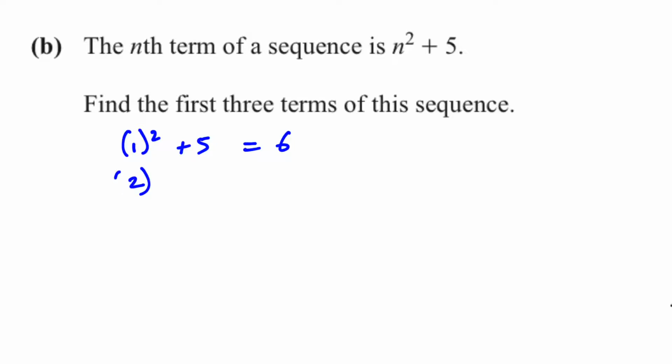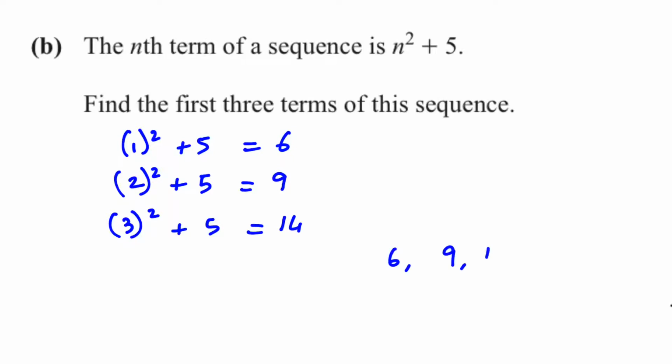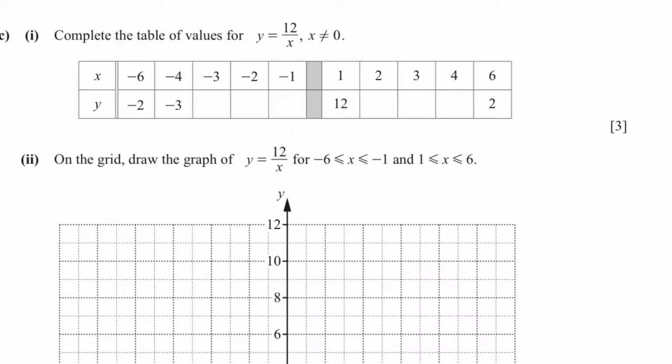And then we replace the n with 2. So you will get 9. And then we'll replace it with 3. We'll get 14. So the first 3 terms are 6, 9, and 14.